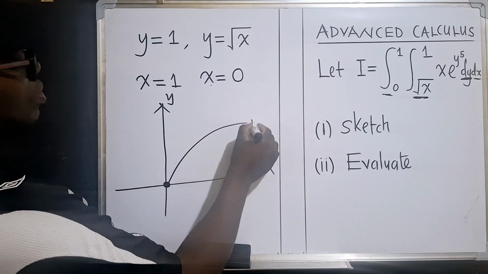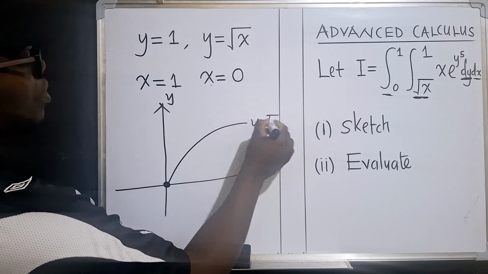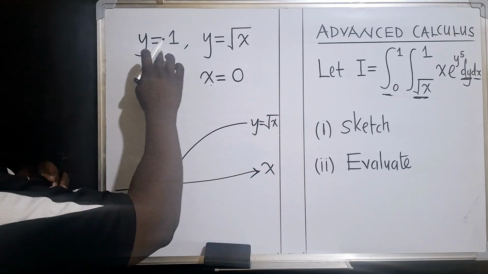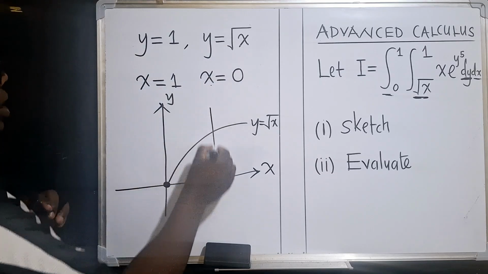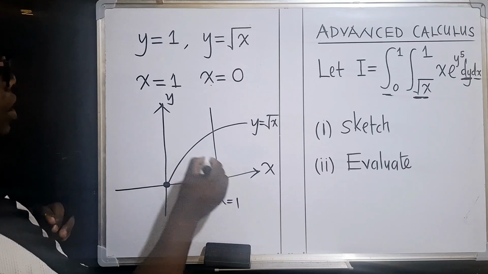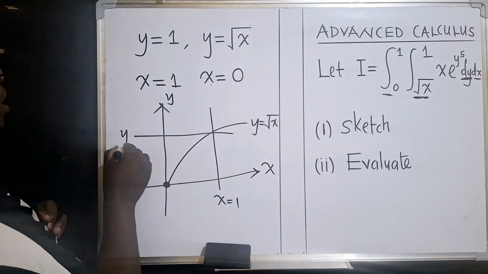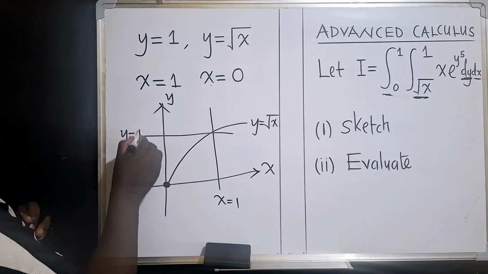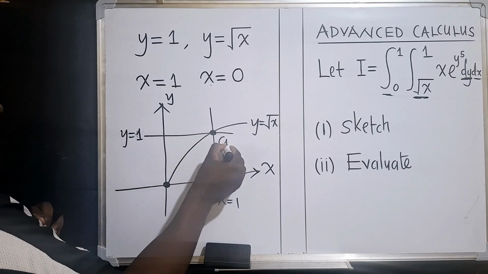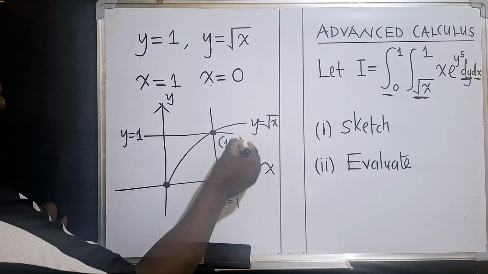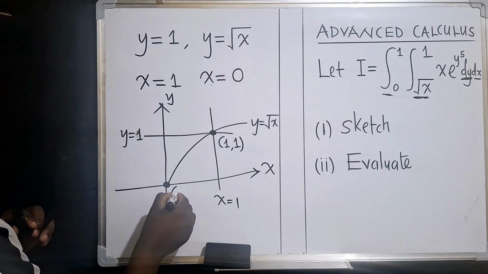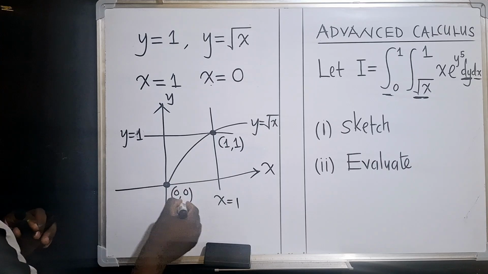So this is y is equal to square root of x. This is how you get to graph it. And when you equate where they are meeting, x is equal to 1. It's passing at 1. And then y is equal to 1. So they are all meeting here at (1, 1). And this other one is right here at (0, 0).